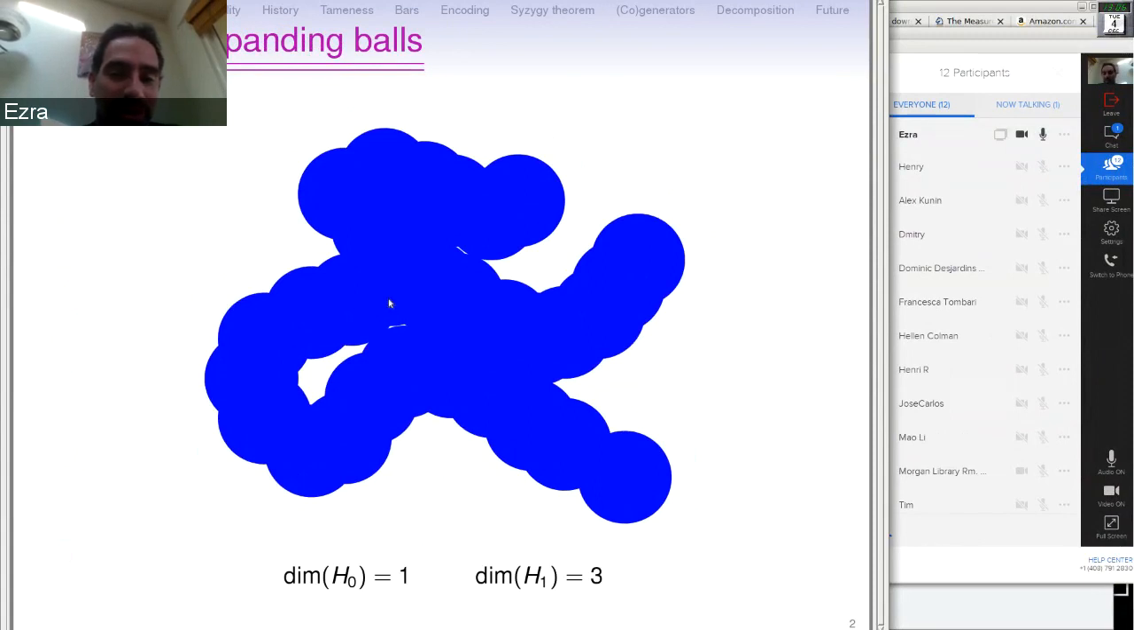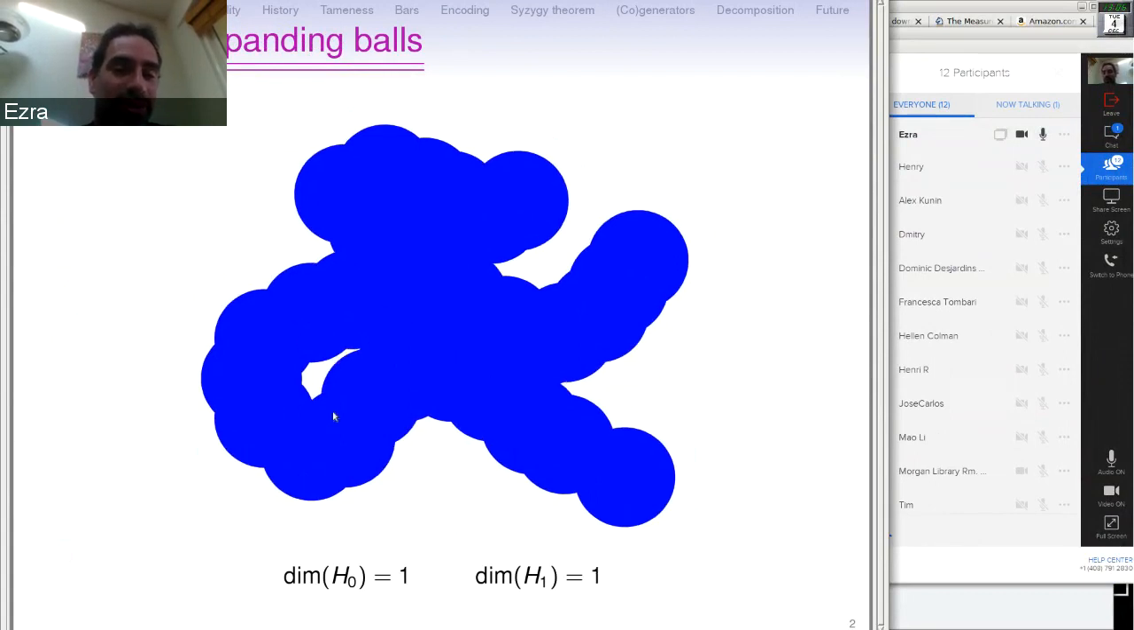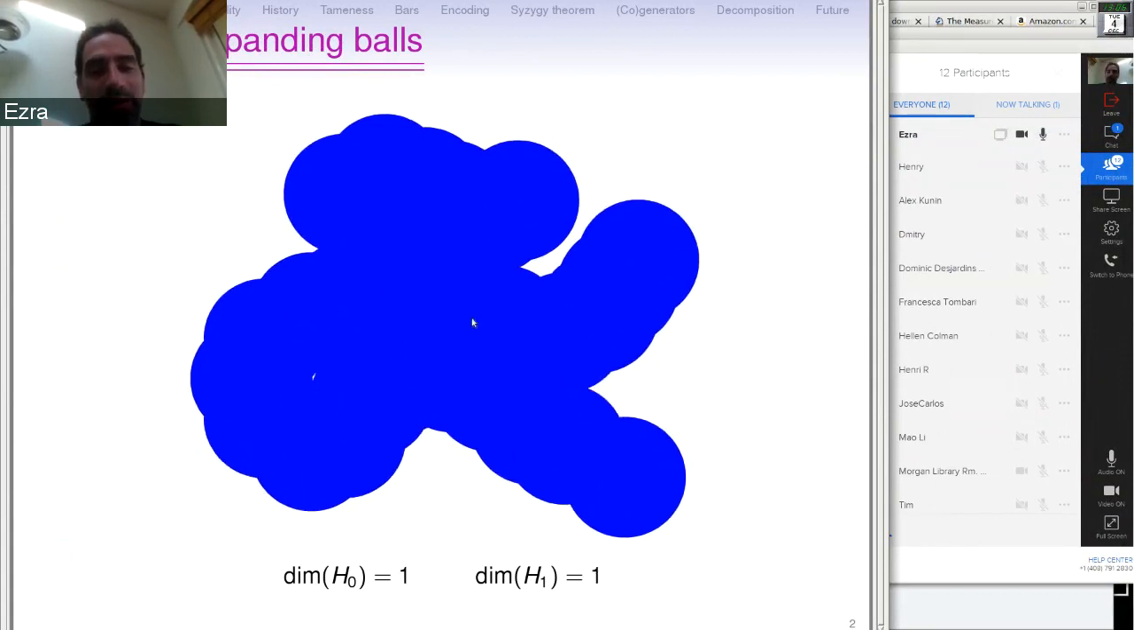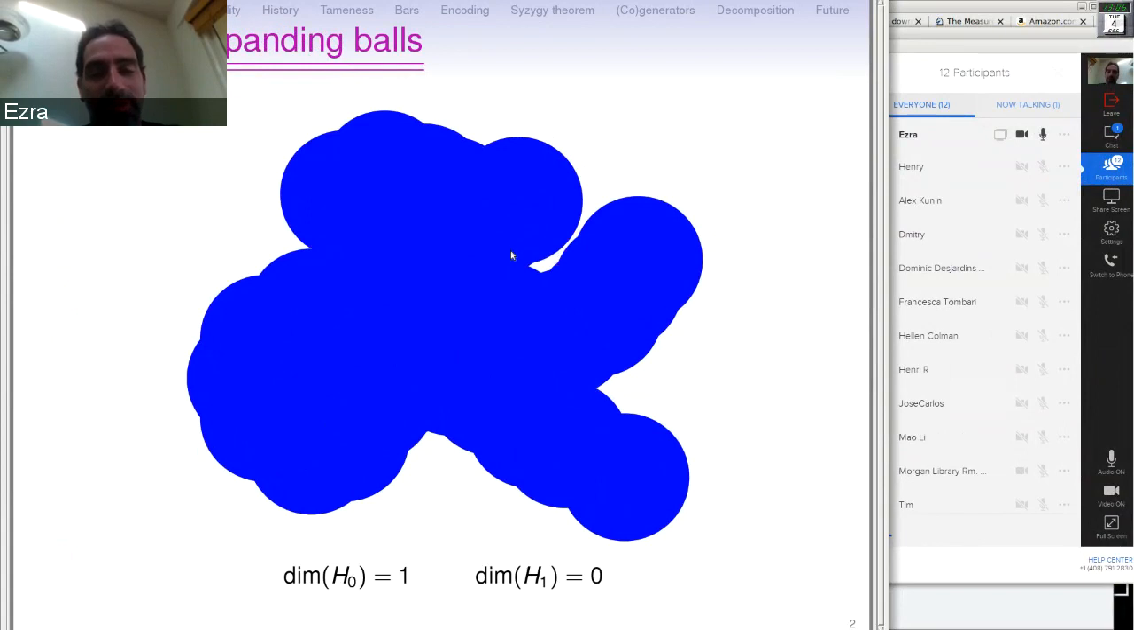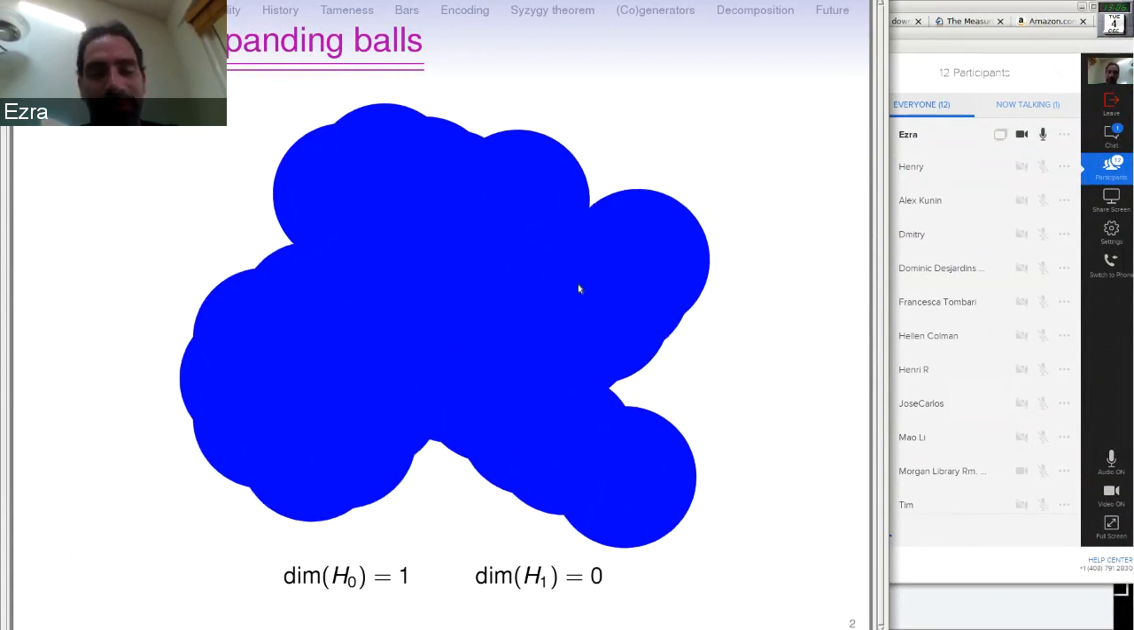In the meantime, an extra loop gets created here, an extra loop is born there, and then both of those die, but this one still persists. And you keep going, and one more loop will be created up here. Yeah, there it is, and then it disappears. Okay, so that's the usual view of one parameter persistence.